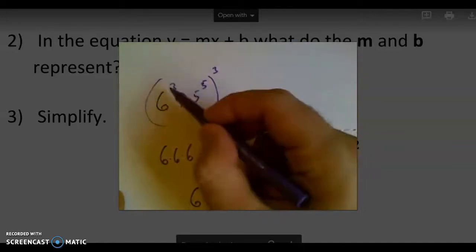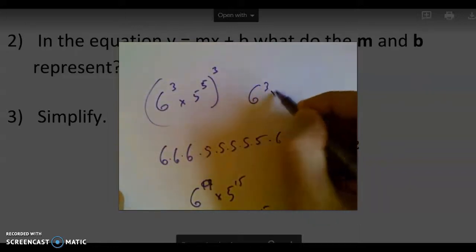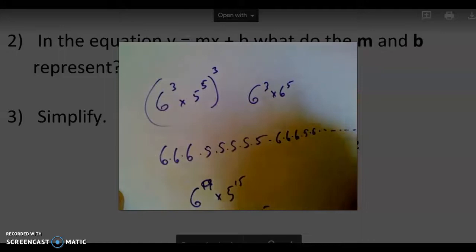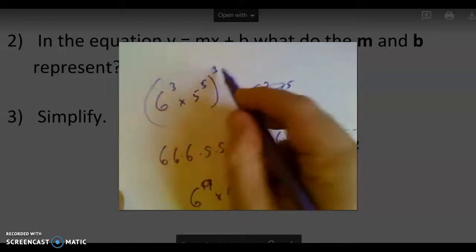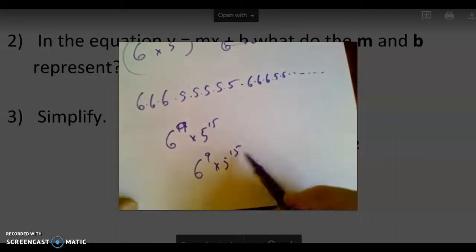So the shortcut is you take your exponents, and instead of adding them like we'd have in this problem, we're going to multiply them. So 3 times 3 is 9, and 5 times 3 is 15.